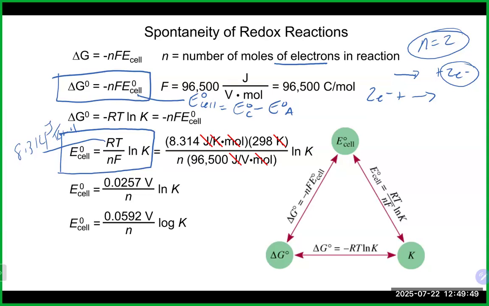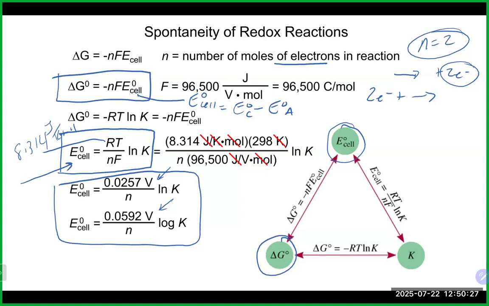If you want at 25 degrees, all these things reduce down to this formula here: 0.0257 volts over n, natural log of K. Or if you're more of a base 10 log person, 0.0592 volts over n, log K. If you don't want to worry about these two equations, just remember this one and just put the numbers in. It all works out the same. So if you just remember the first one in the box, E of the cell equals RT/nF natural log K, just put the numbers in and you'll be fine. That's our trifecta of goodness here. If you know E of the cell, you could calculate the delta G. If you know E of the cell, you could get to the equilibrium constant K. And obviously from the thermodynamics chapter, we could go from G to K as well.